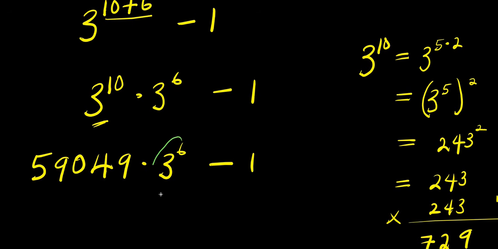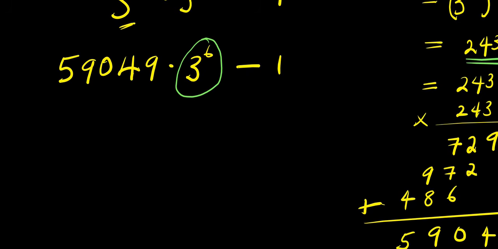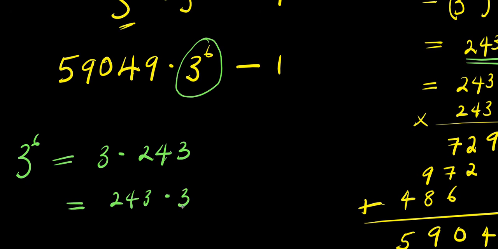We need to find the value of 3 power 6. Remember, 3 power 5 is 243. So 3 power 6 will be 3 times 243, because 3 power 5 is 243. So multiplying this out, that's 243 times 3. 3 times 3, 9. 3 times 4, 12, 2 carry over 1. 3 times 2, that is 6 plus 1, 7. That is 729.